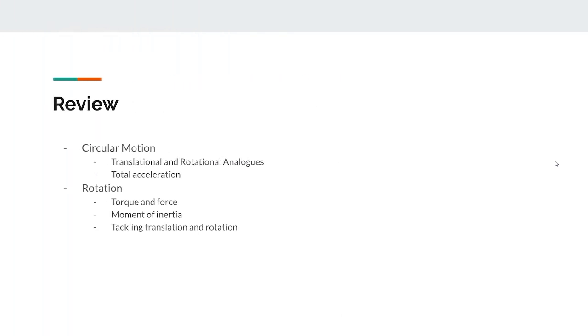So just a little bit of review. Last time we talked about circular motion and rotation. For circular motion, we talked about translational and rotational analogs, where we had equations that were almost completely mirrored with rotational units. We had total acceleration, which was a combination of tangential acceleration and radial acceleration. If you want to learn more about that, you can go check out the previous video. For rotation, we talked about torque and force. We did a little bit of work on moment of inertia, and we tackled translation and rotation and how to deal with them in the competition.